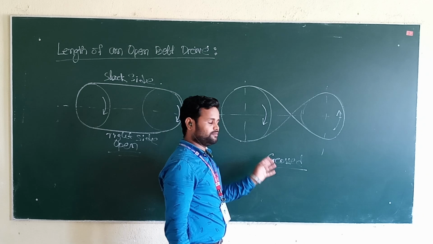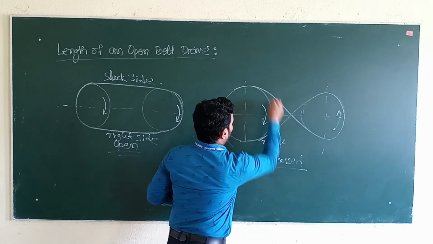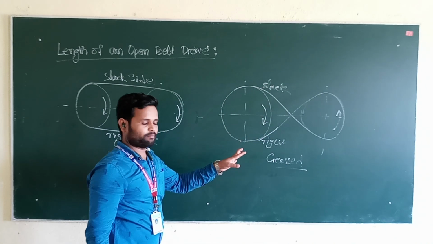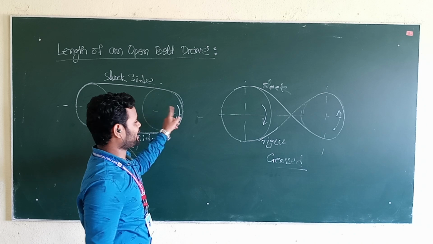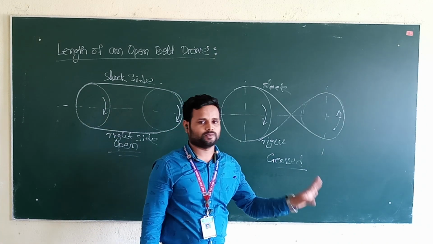In case of cross belt drive, the same downward side is your tight side and the upward side is your slack side. Same tight side, slack side. But the direction of rotation of driver and follower is different for open belt drive and cross belt drive.